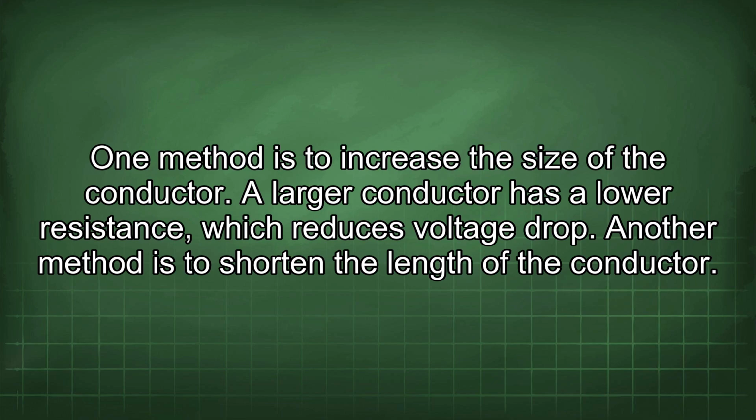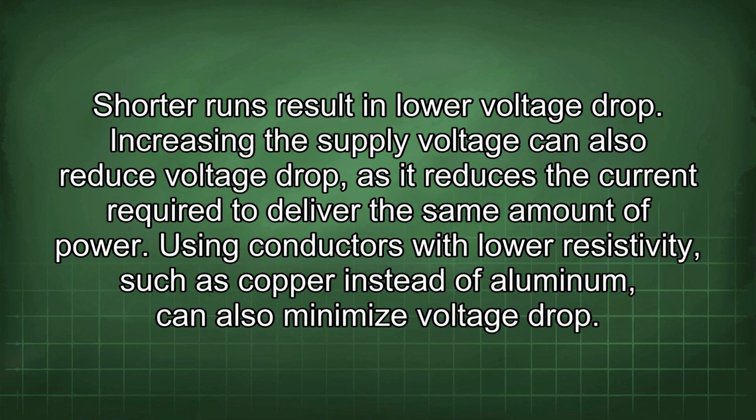Another method is to shorten the length of the conductor. Shorter runs result in lower voltage drop. Increasing the supply voltage can also reduce voltage drop, as it reduces the current required to deliver the same amount of power. Using conductors with lower resistivity, such as copper instead of aluminum, can also minimize voltage drop.